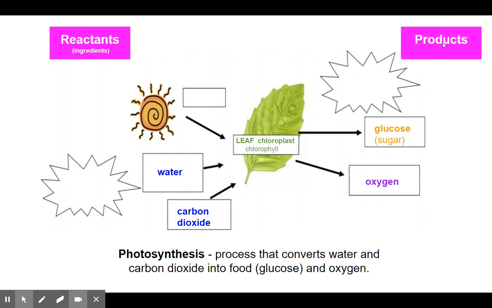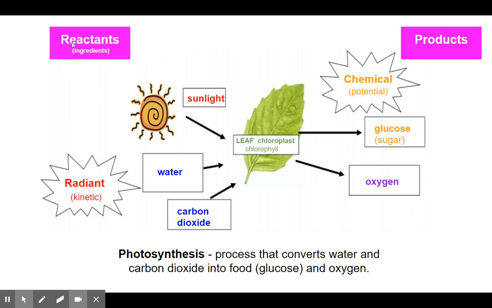And then the products, after the chemical change happens, we get glucose, which stays stored in the leaf, and then oxygen, which gets released into the atmosphere, which we can use. So plants love our carbon dioxide, and we love the oxygen that they give off, okay?